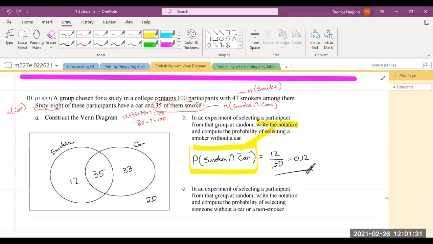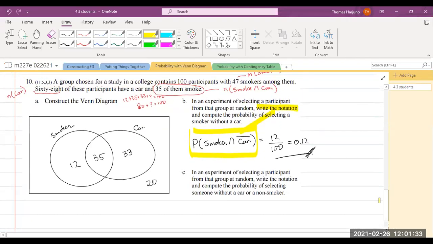Okay, now part C. In an experiment of selecting a participant from that group at random, write the notation and compute the probability of selecting someone without a car, or non-smoker.